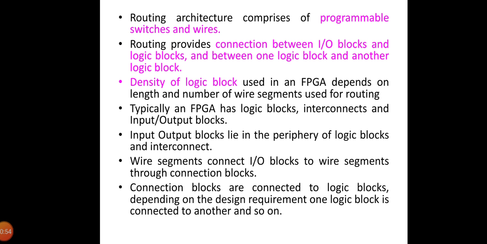The Actel ACT family interconnect is similar to a channeled gate array, and the routing architecture comprises programmable switches and wires. Routing provides connection between I/O blocks and logic blocks, and between one logic block and another logic block. Density of logic blocks used in an FPGA depends on the length and the number of wire segments used for routing. Typically, an FPGA has logic blocks, interconnects, and input-output blocks.